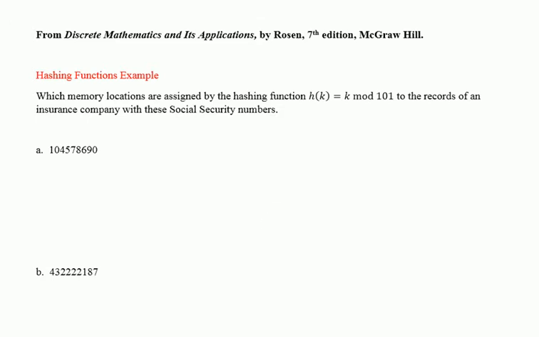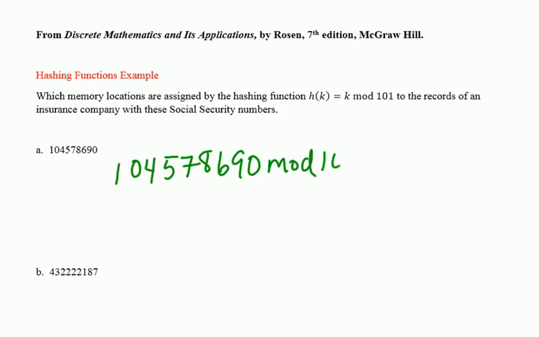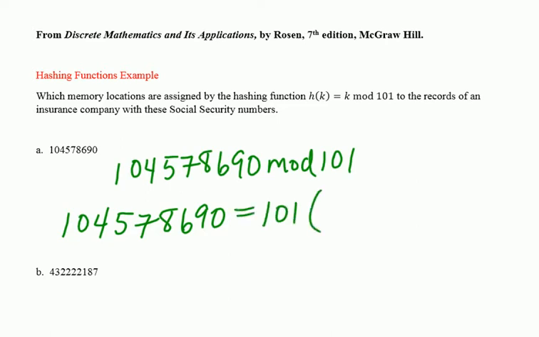Easy enough, we have to figure out what 104578690 mod 101 is. And to do that, I'm going to use the calculator, but really what I'm trying to find is how I can break down 104578690 using the division algorithm, so that I get some number multiplied by 101 and added to another number that'll give me 104578690. That really does sound like somebody's social security number.